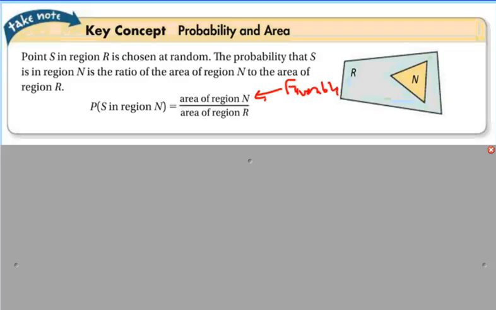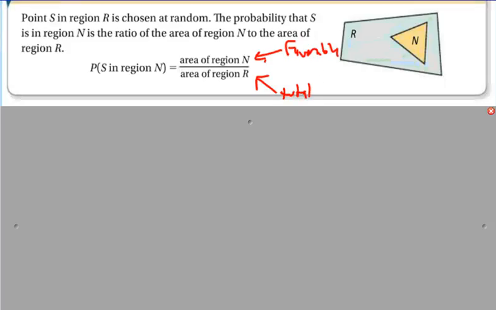That doesn't really look like favorable. And that would be your total. Still the same idea. We're just dealing with an actual area now. So let's see how that looks.